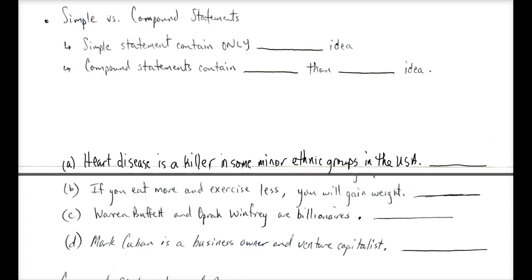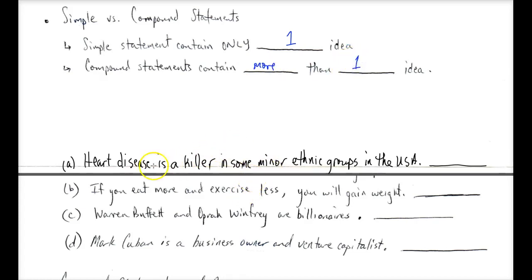So now we're going to talk about the difference between simple and compound statements. So a simple statement only contains one idea. Okay, and I'll make that look a little better. Only contains one idea, where a compound statement contains more than one idea.